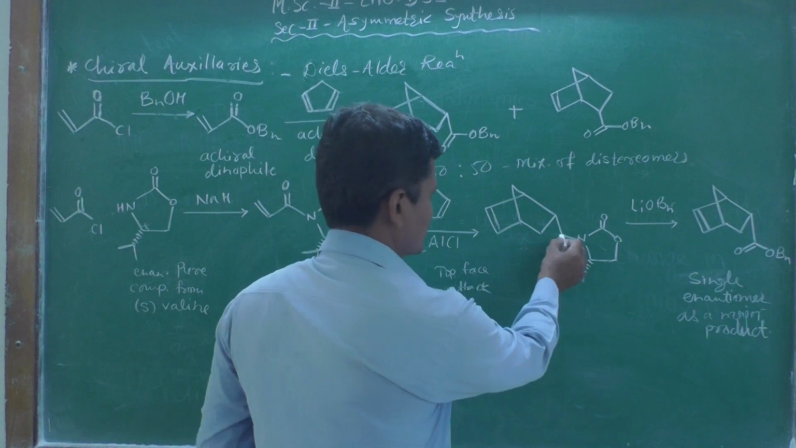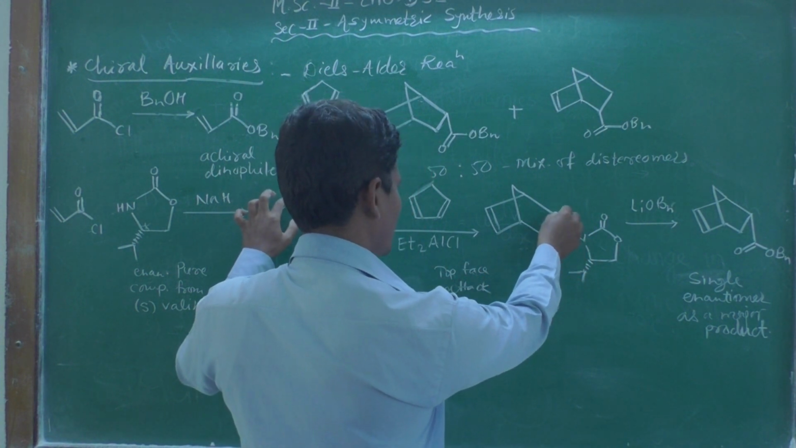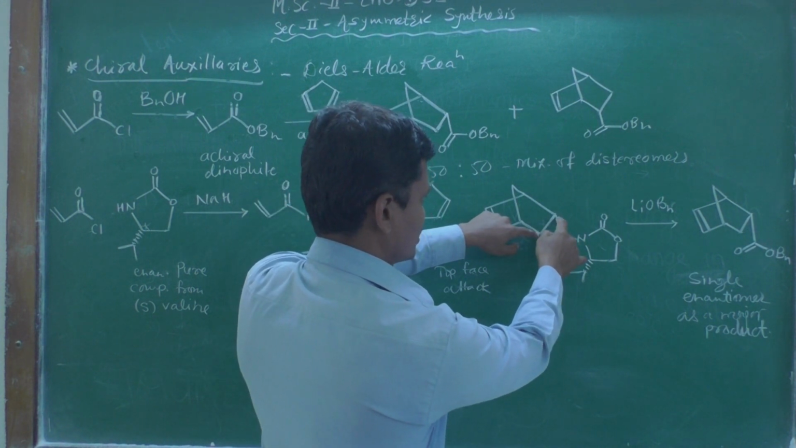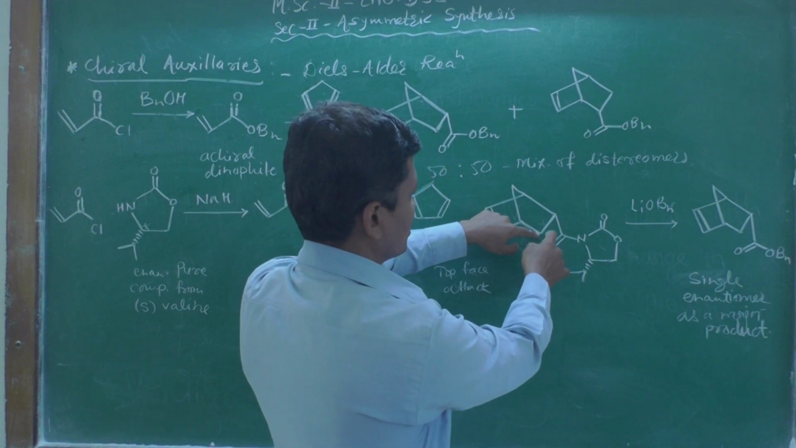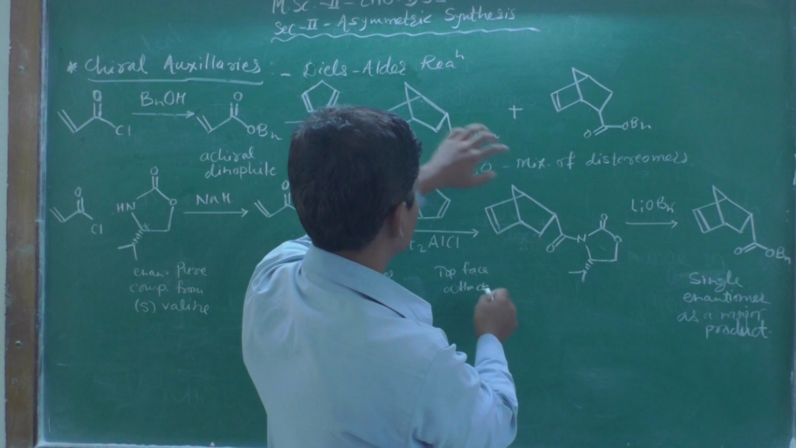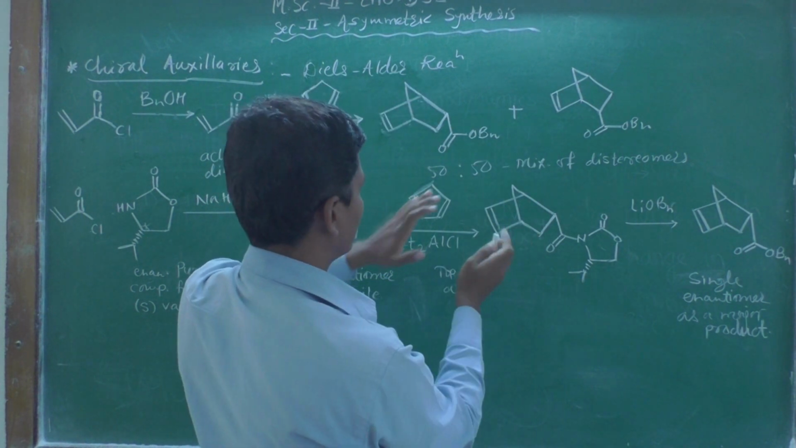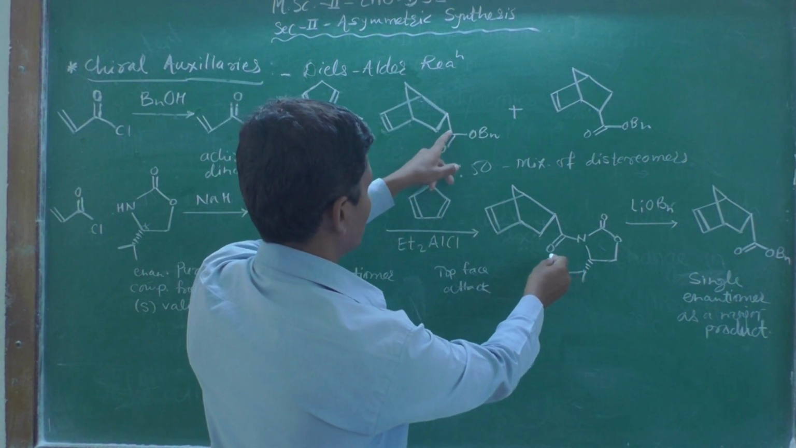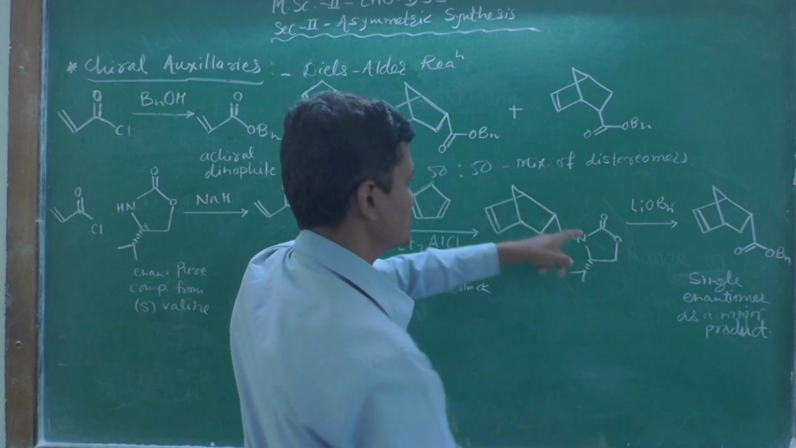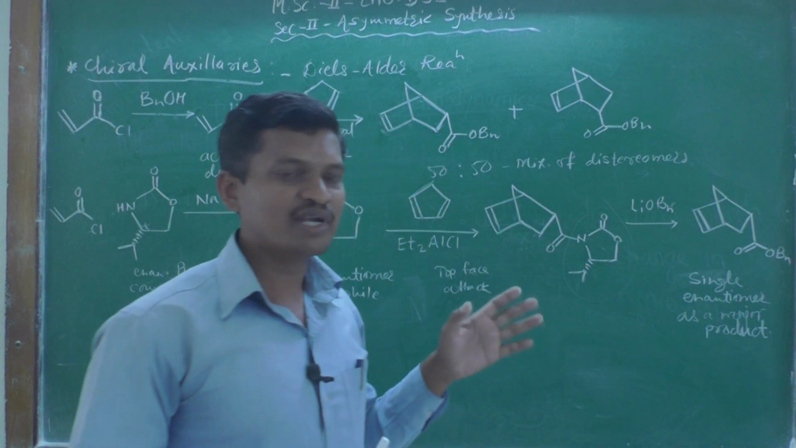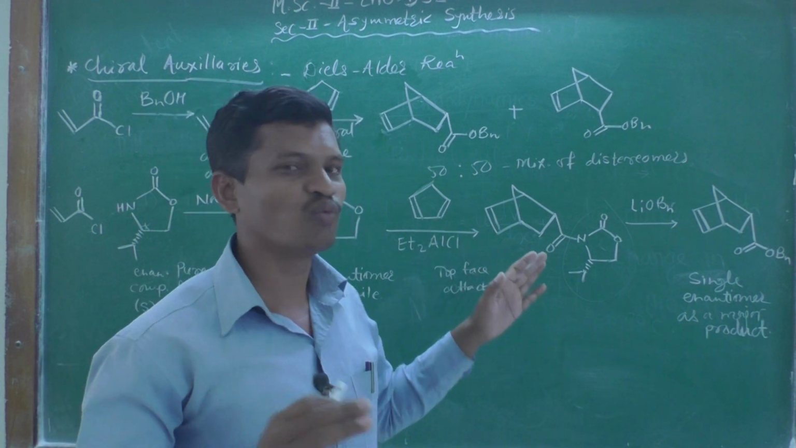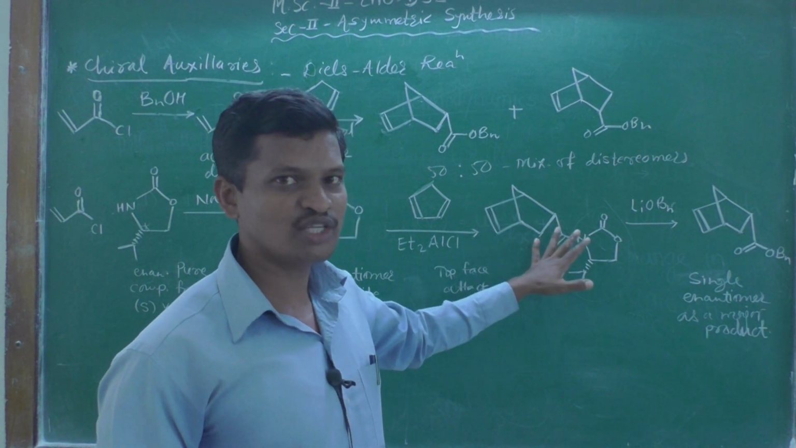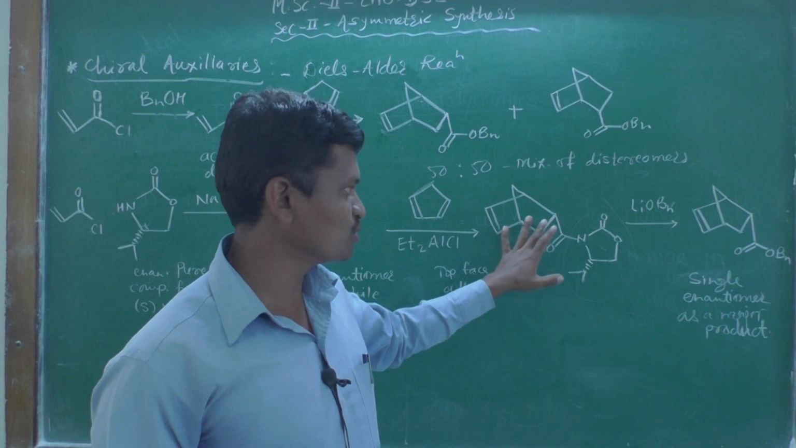There is attachment of this carbonyl group on this carbon atom; this carbon atom is not attached to that carbon atom of the ring like this one. So it resembles this molecule. But what is additional here? The carbonyl is next to this chiral auxiliary. So this chiral auxiliary limits the attack of this diene to one side. Only top face attack of the diene is possible. So that's why formation of only one enantiomer is possible in this case.